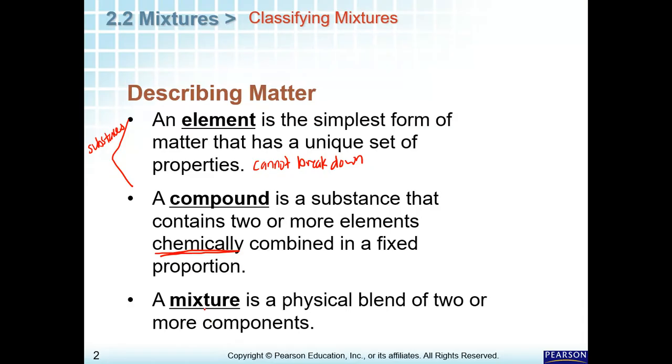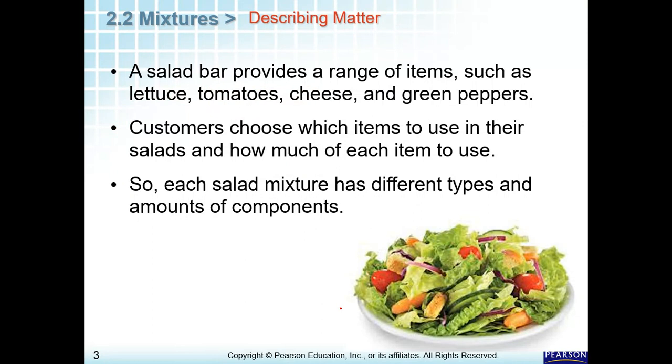The new type of matter is a mixture. A mixture is not a substance. The other key word about this definition is it is a physical blend. So nothing is chemically bonded. This is just a physical blend of two or more components mixed together.